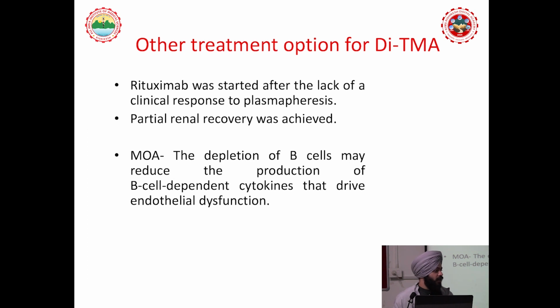Prior to the drug-induced TMA, the patient had normal renal function, and even after full therapy with plasmapheresis and rituximab, the best eGFR attained by the patient was 28, with a serum creatinine of 2. The proposed mechanism of action was the depletion of B cells, which may reduce the production of B cell-dependent cytokines that drive the endothelial dysfunction.